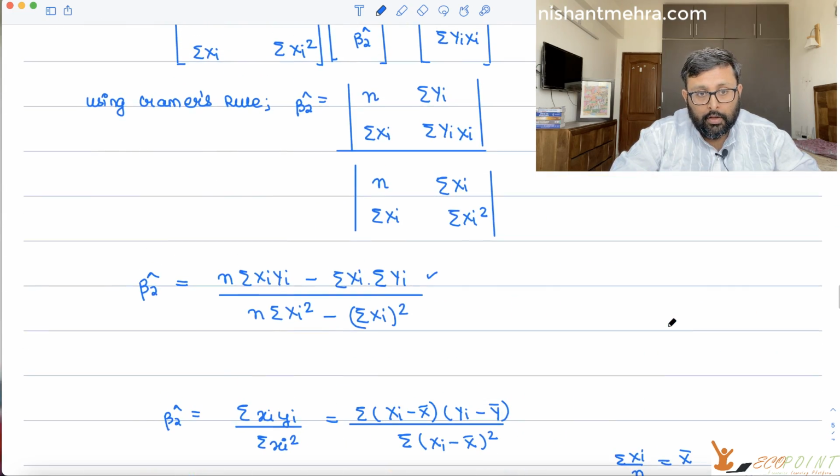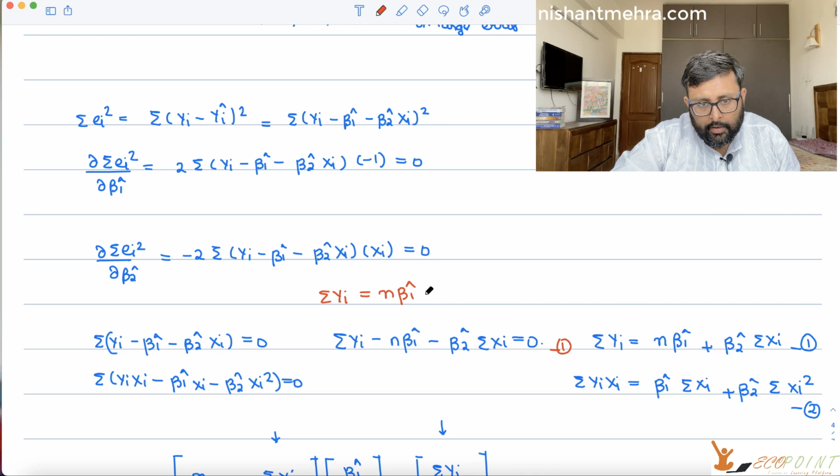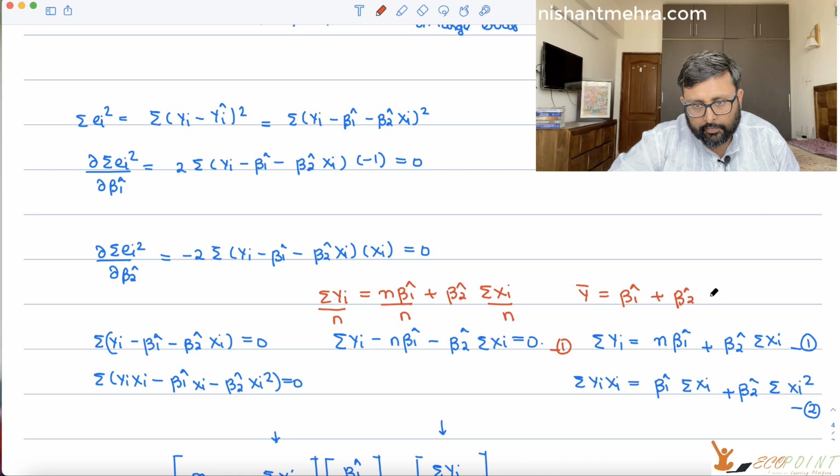Beta 2 hat is, just look at this expression, beta. This was your first expression. Can I write it like this? Summation of yi equals n beta 1 hat plus beta 2 hat summation of xi. Yes, I can write. Can I divide both sides by n? I can divide. What is it that I'll get? Y bar equals beta 1 hat plus beta 2 hat x bar. So what is going to be your beta 1 hat? That will be y bar minus beta 2 hat x bar.